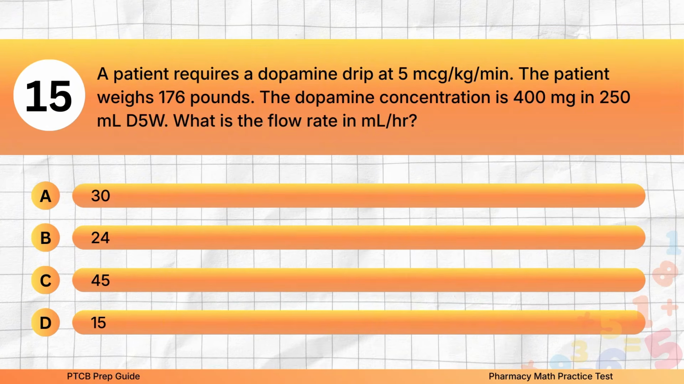Let's try a more complex drip calculation. A patient requires a dopamine drip at 5 micrograms per kilogram per minute. The patient weighs 176 pounds. The dopamine concentration is 400 milligrams in 250 milliliters D5W. What is the flow rate in milliliters per hour? Options: A, 30, B, 24, C, 45, or D, 15. This is a multi-step one. Take your time and hit pause.